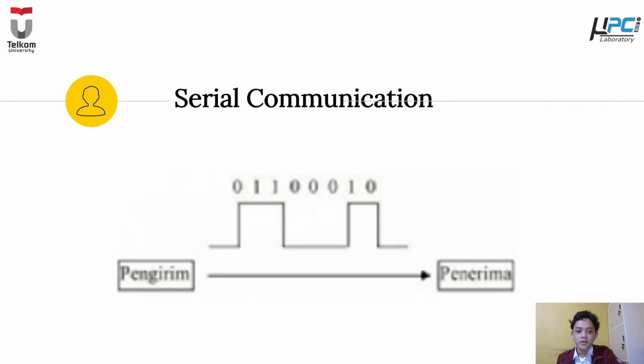Okay, so this is serial communication. In serial communication, we use only one wire to send data between the pengirim or sender and the penerima or receiver. The transmitter sends the bits one by one, 0, 1, 0, 1, 0, 1, 0, and then they are collected by the receiver.